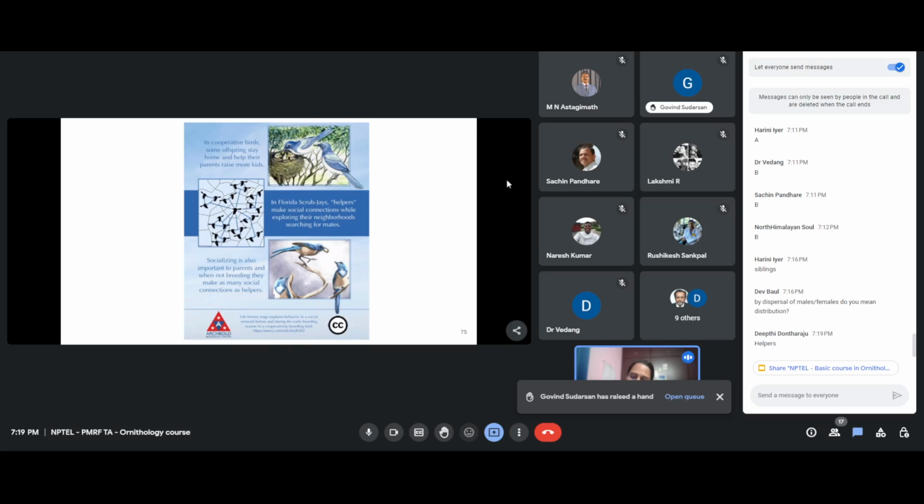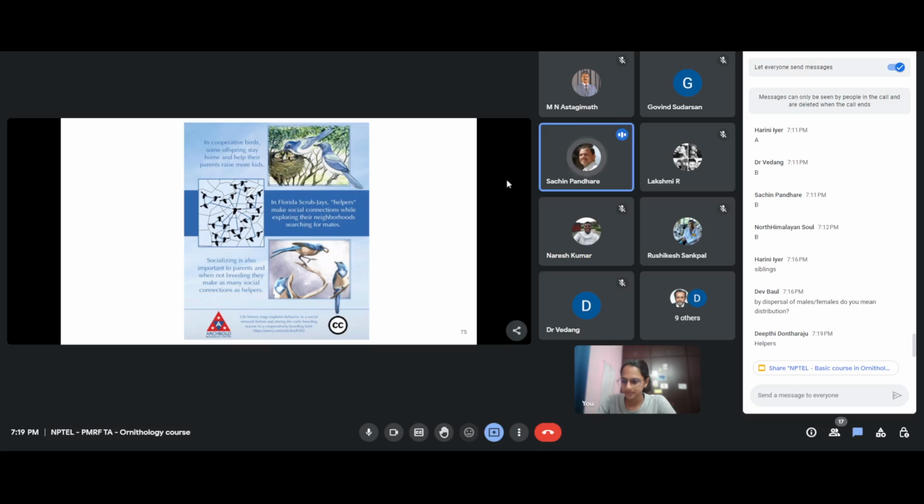So, does anyone know about dispersal of males and females? Males usually disperse more often than the females. In birds, it's a little bit different. Okay, does anyone else know? By dispersal, you mean just going away from the nesting or breeding site, right? That is correct.